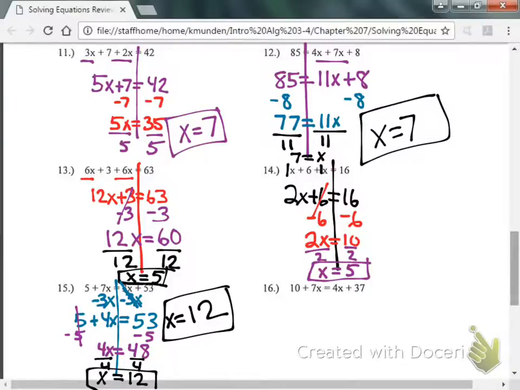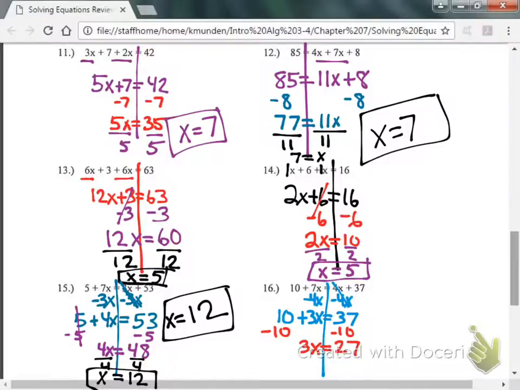Alright, number 16. Same side or different sides? Different. So that's when you need to do the opposite, or the inverse. So I'm going to subtract 4x from both sides. That gives me 10 plus 3x equals 37. You want to get rid of that adding 10 by subtracting 10. So 3x is going to equal 27.